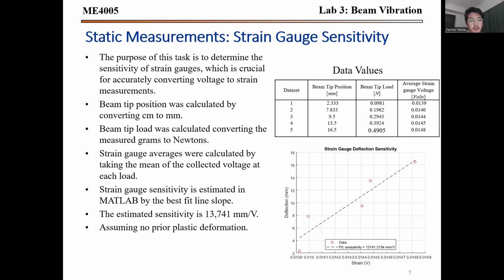The main part of this section of the lab was to correct our data from lab 2 and making sure that the sensitivity is able to correct our values, making sure that they're accurate, as it's seen that my sensitivity came to about 13,741, given the plots of each beam deflection position and what came of the strain gauge voltages, given the certain load or the force that was applied to it.